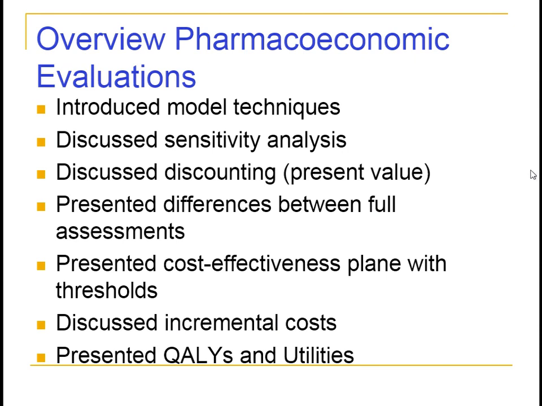So what we looked at here was the models, sensitivity analysis, and we discussed discounting, returning the value to its present value, and the differences between the full assessments: cost-benefit, cost-effectiveness, and cost-utility. We looked at the cost-effectiveness plane with the thresholds that we're willing to pay, and this is a surrogate for value. It's the minimum value that we give for the outcome that we're looking at there. We discussed incremental costs and presented qualities and utilities.